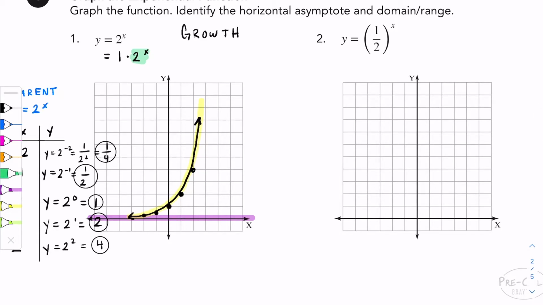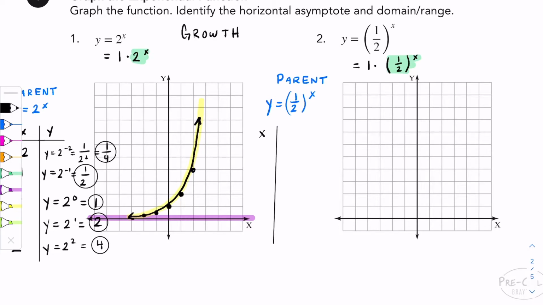Okay, number 2, our a value is 1. Our b value is 1/2, raised to the power of x. Whatever term is raised to the power of x is going to be your parent graph. For number 2, our parent graph is 1/2 raised to the power of x. And we'll test our 5 key values.